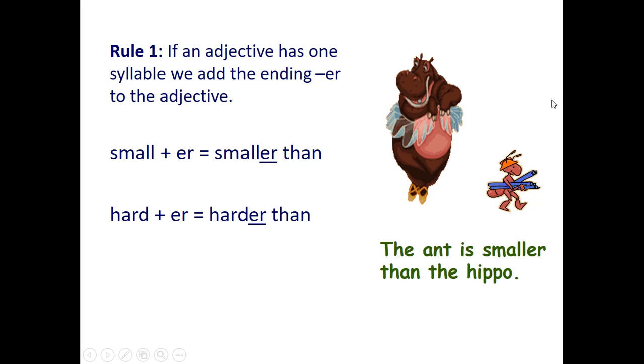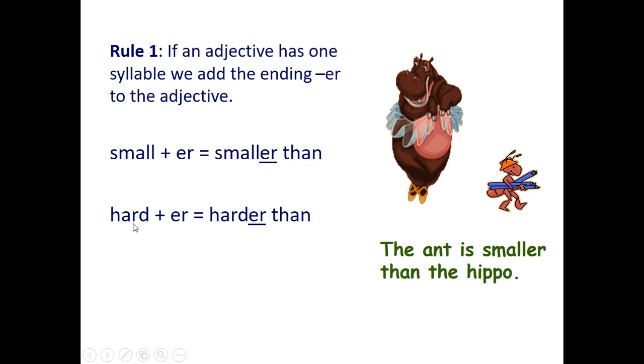Rule number one, if an adjective that you're using is just one syllable only, you are going to add the ER to the end of the particular word. So, for example, like in the previous sentence, I had the word small. Small is one syllable. So if I want to use the word small to compare something, I'm just going to put an ER at the end, so I'd put smaller. Okay, and then a lot of times you'll end up using the word than right behind it.